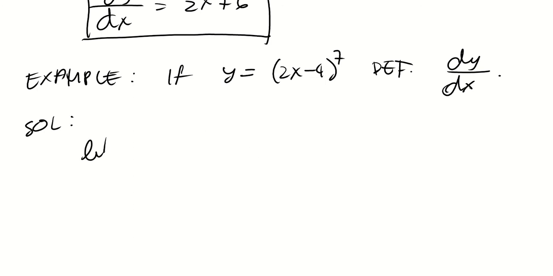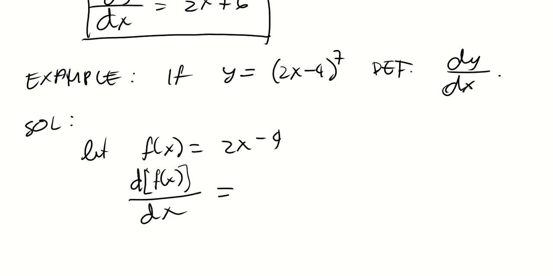So again, we let f of x be equal to 2x minus 4. Then we need the derivative of f of x with respect to x, it's just equal to 2. Then we can now apply the chain rule.